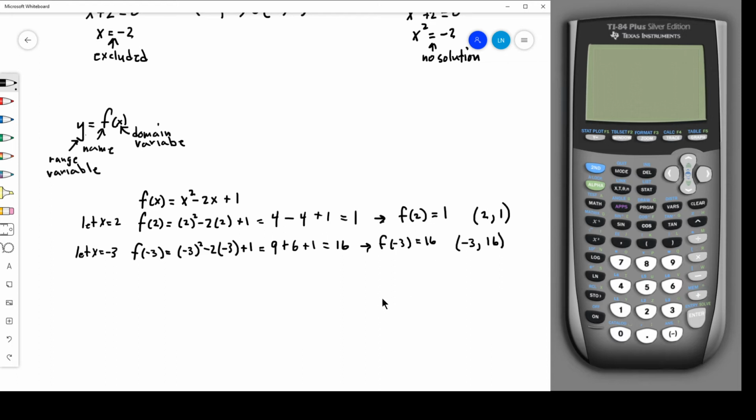Now again, what you put in can look like anything at all. Suppose I want to let x equal the square root of 5. Then I'm taking f of the square root of 5, which means I'm going to replace everything over here now with the square root of 5.